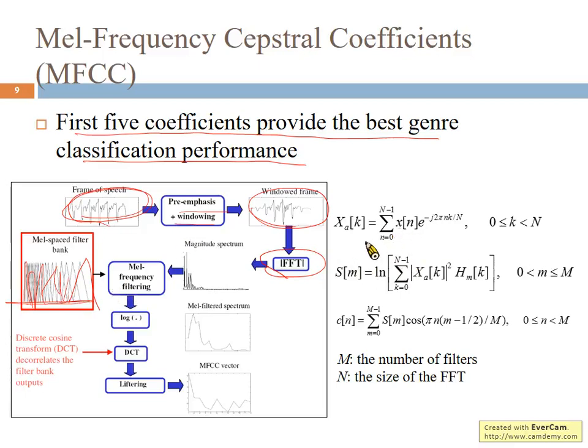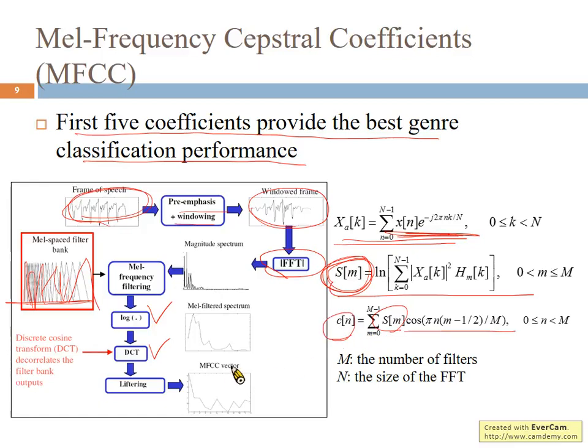The corresponding formula for this part is the discretized Fourier transform, and then assume we have taken one of the frequency bands. The next step is to take the logarithm. So we take the logarithm after some weighting, and we get this value S_m. Then we perform a discrete cosine transform to decorrelate the filter bank outputs. Given S_m, we take the discrete cosine transform to obtain the value C_n. Finally, we get a lot of C_n, and we can just take the first few coefficients to describe the information of the given audio sound.